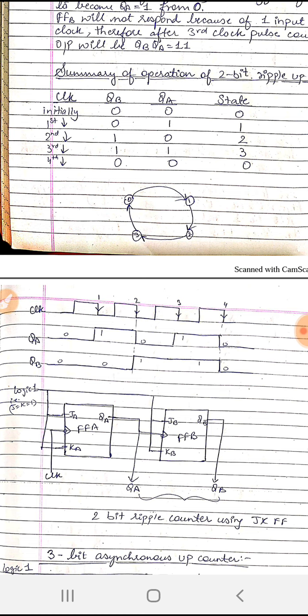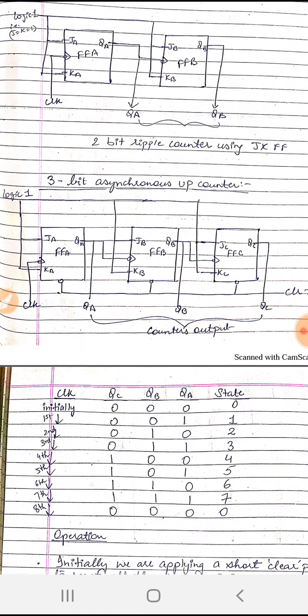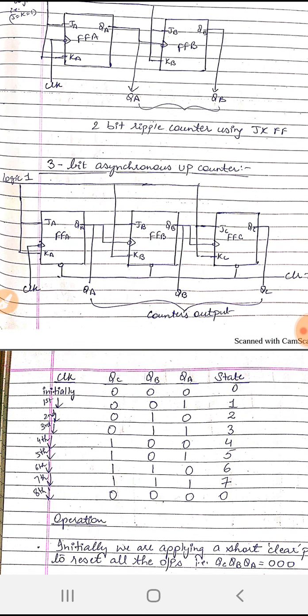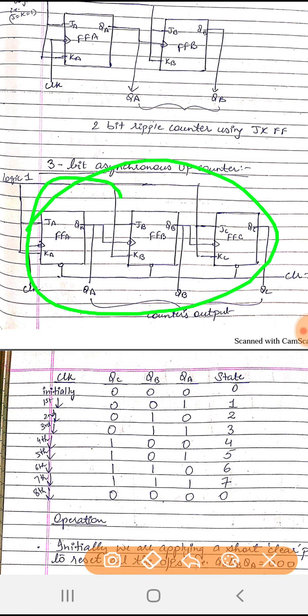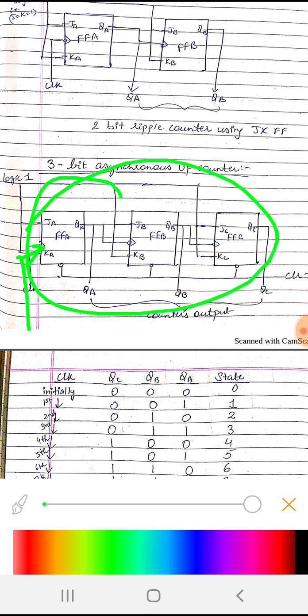Now let's see a 3-bit asynchronous up counter. This was a 2-bit counter. In a 3-bit counter, we would require 3 flip-flops. In this case, I have used 3 JK flip-flops. Since it is an up counter, we provide the clock to the first flip-flop, and the output of the first flip-flop goes to the clock of the second, and the output of the second goes to the clock of the third.